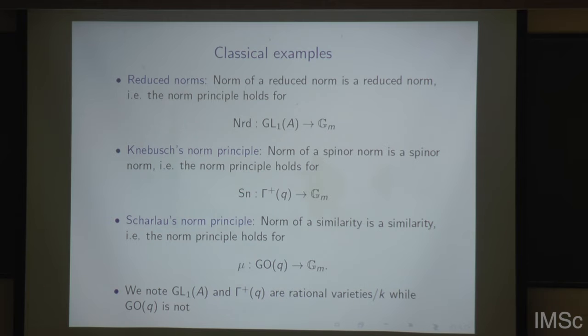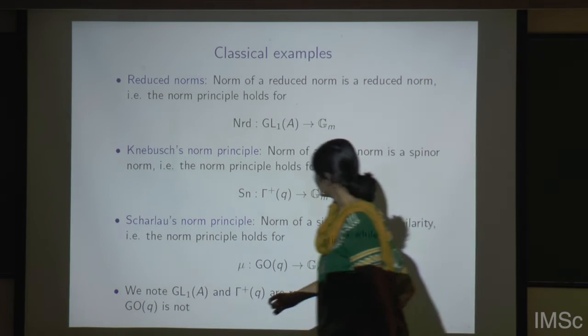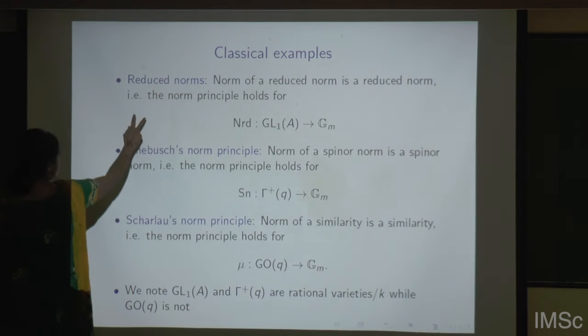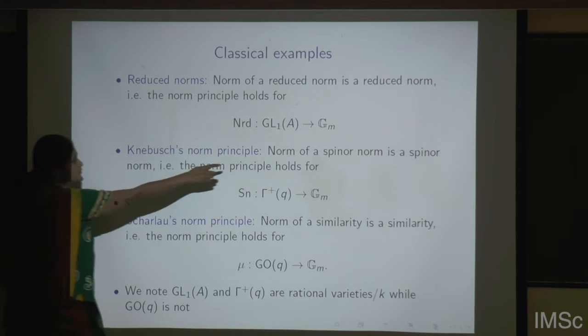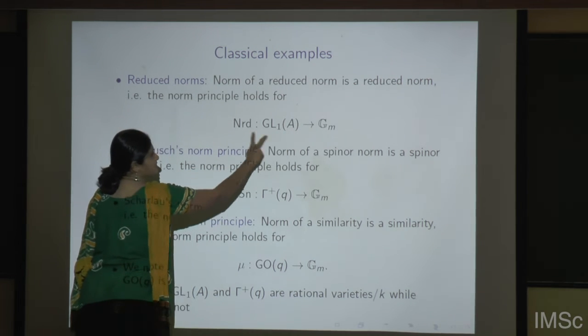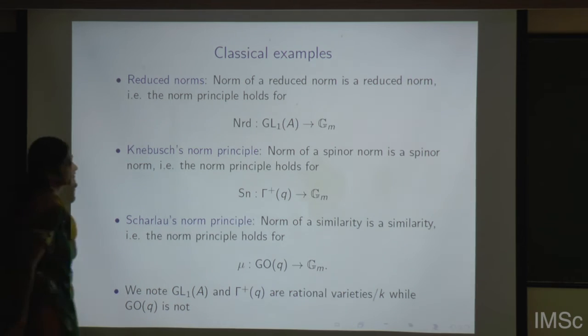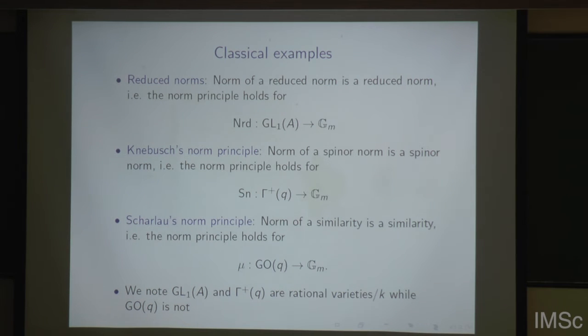Again, you have several classical examples. Maybe I can spend some time talking about it. Just like in Serre's question, you have this A, which is a twist of the matrix algebra, and then you have the reduced norm maps from A star to G_m. And you know Serre's question for this map, in the sense that if you have a reduced norm and then you take the norm further, it's also a reduced norm. And these two are very important for me.